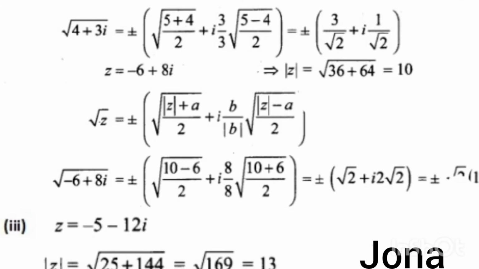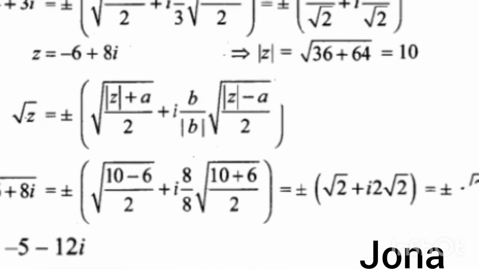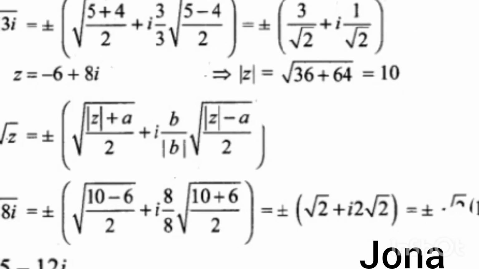In the second division we have z equal to minus 6 plus 8i. So here I want to find the modulus value of z, that is nothing but square root of real part square, minus 6 square is 36, and 8 square is 64. It will be root 100. Root 100 is 10 here.